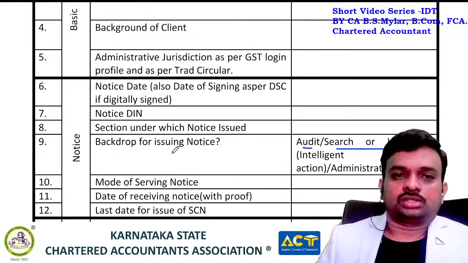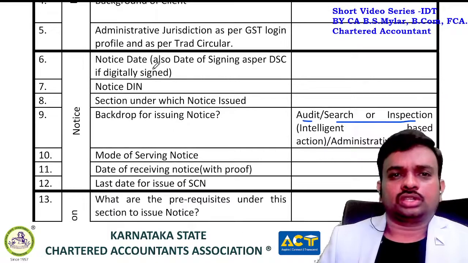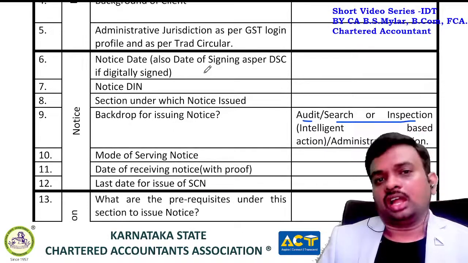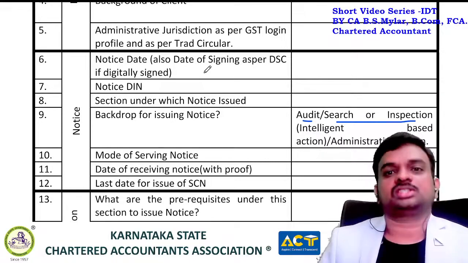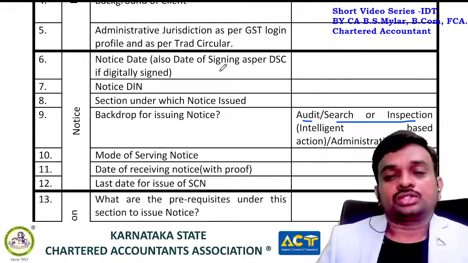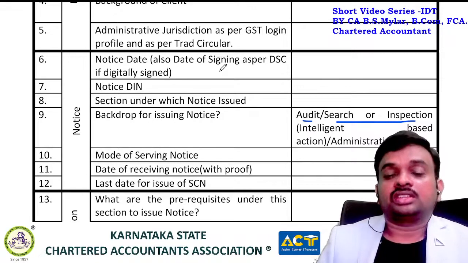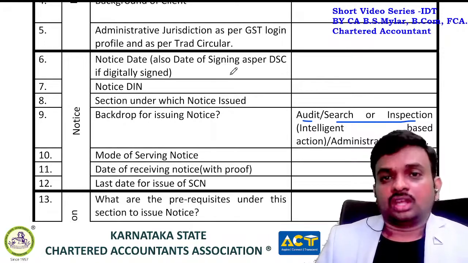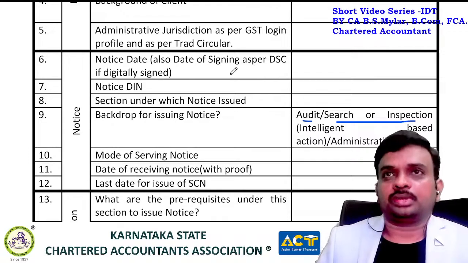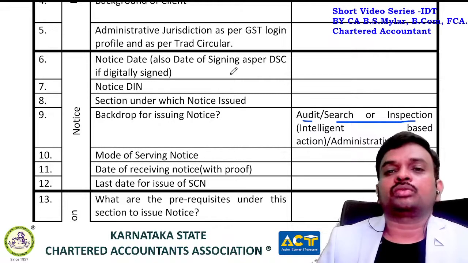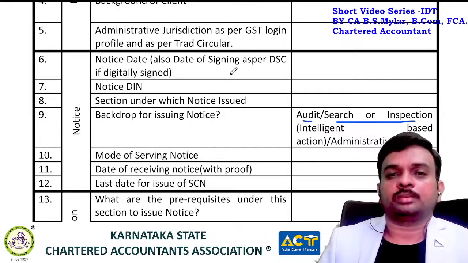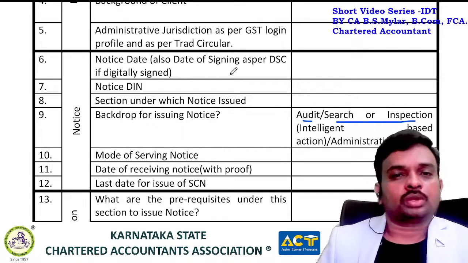Next, notice. What are the contents you should see? The notice date and the date of signing. Check the date of signing, because of the digital signature, you can see the digital signature date. One of my clients received a show cause notice where the digital signature was 20th April, but the notice date was 28th March. So you can come to know when the signature was actually done by the department. In some places, rarely, they will also make a mistake. So you have to be very careful of it.